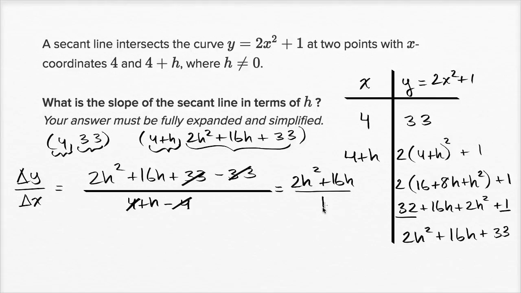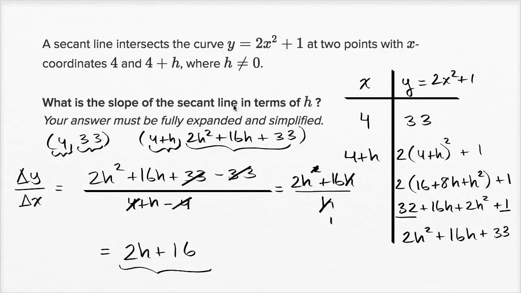over h. Well, we can divide everything in the numerator and the denominator by h. And what are we going to get? This is going to be 1. That's just a 1. And so then this is just an h. So we have 2h plus 16 over 1, or just 2h plus 16, and we're done. This is the slope of the secant line in terms of h.